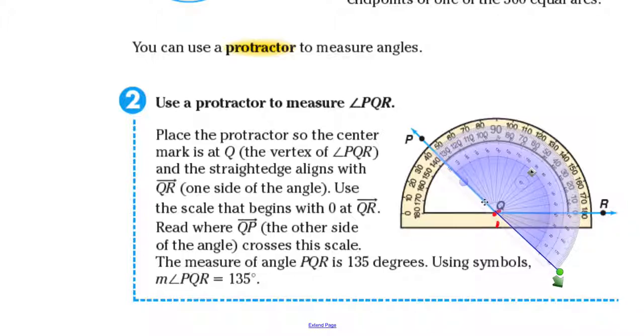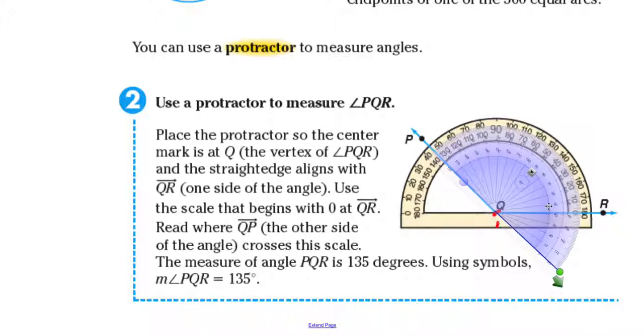Okay, and the 0 portion of my angle now, instead of the inside part, it's going to be on the outside part. So I read the outside scale of my protractor, and if you notice, it still falls on 135. So it doesn't really matter which ray you put a straight edge on. The measure of the angle will still be the same.